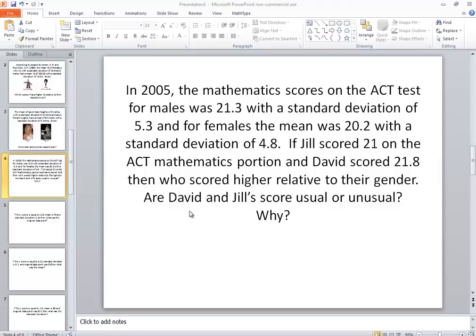In 2005, the mathematics scores on the ACT test for males was 21.3, with a standard deviation of 5.3, and for females, the mean was 20.2, with a standard deviation of 4.8. If Jill scored 21 in the ACT math portion, and David scored 21.8, then who scored higher relative to their gender? Are David and Jill's scores usual or unusual, and why?